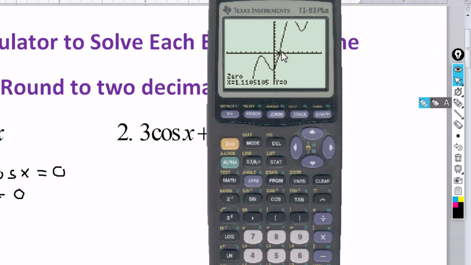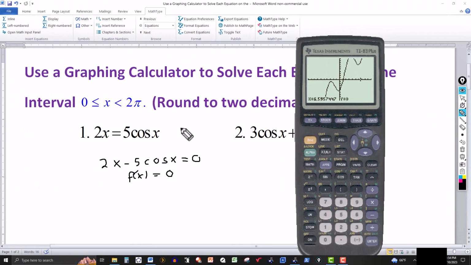And you can see that if you look to the right here, notice the x value. We want to stay within 0 and 2 pi. So if I keep going, 2 pi is about 6.28. Notice I got past it, and the graph is still above the x-axis. So we're out of the interval. There's only one solution here. So the only solution we have for this one is x equal to 1.11 to two decimal places.